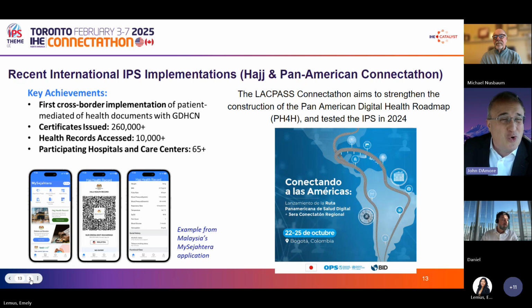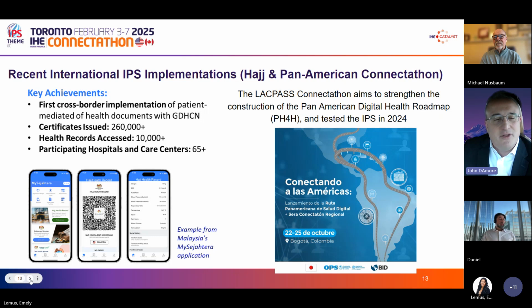They had over 250,000 certificates that were issued as part of this last Hajj pilgrimage, and over 10,000 actual health records that were accessed as part of that. So really exciting to see that. And it's multiple nations, Malaysia, Oman, Indonesia, Saudi Arabia, all working to make that possible.